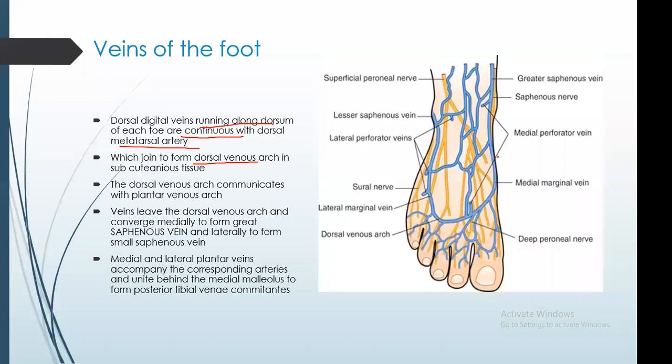So this is the dorsal. This connects to the plantar, which is deep. Veins leave the dorsal venous arch and converge medially to form the great saphenous vein and laterally to form the small saphenous vein. This is the lesser or small saphenous. Now, saphenous. Medial and lateral plantar veins accompany the corresponding arteries and unite behind the medial malleolus to form the posterior tibial veins.